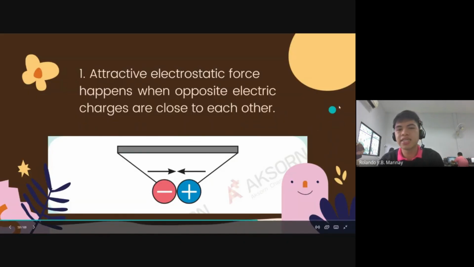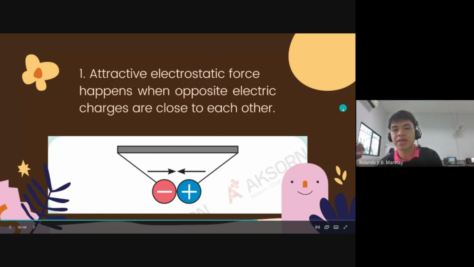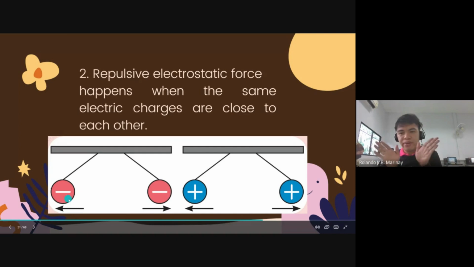We're almost done. This one is an attractive electrostatic force that is negative and positive. That means the signs are different from each other, so they will attract each other. However, the repulsive electrostatic force will repel from each other. Like this one, since they are negative and negative, they will go away from each other. And the plus and plus, they will also go away from each other.